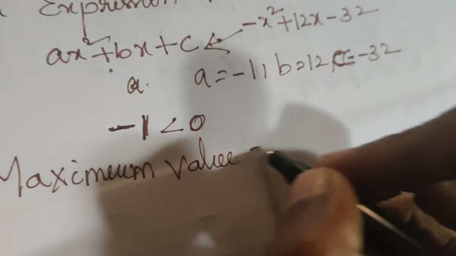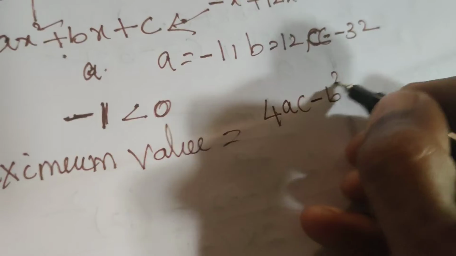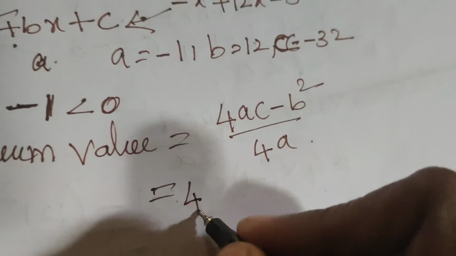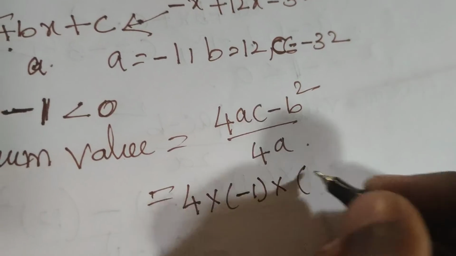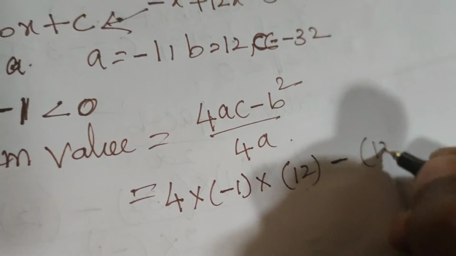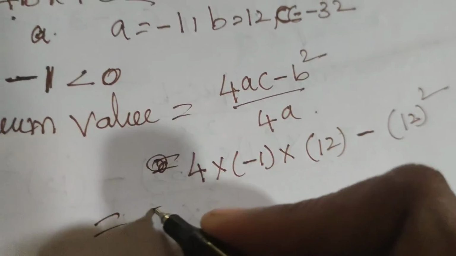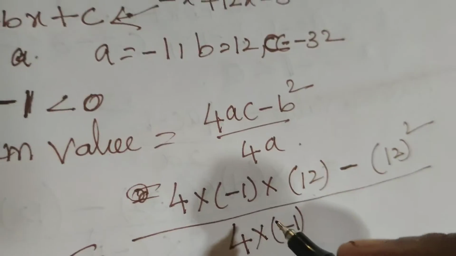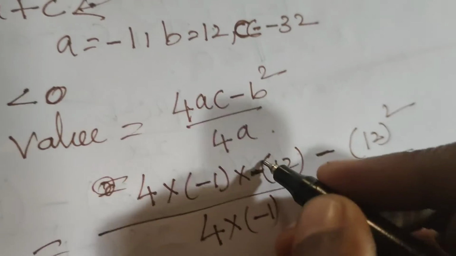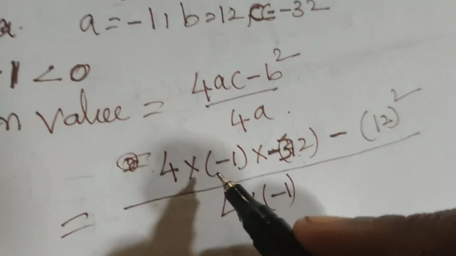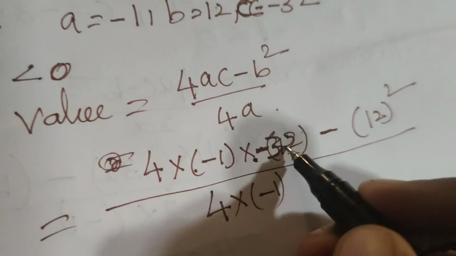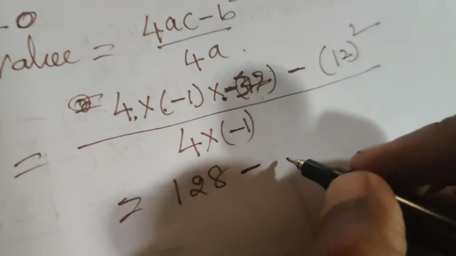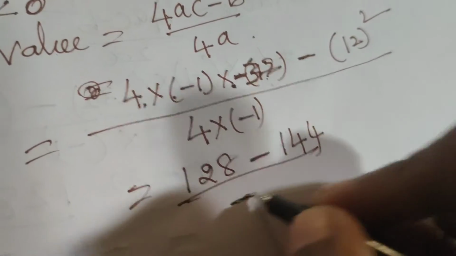Therefore, the maximum value formula is 4ac minus b square by 4a. That is 4 into a, which here is minus 1, c which is minus 32, and then b which is 12, whole square, all divided by 4 into minus 1. Minus into minus means plus 32. 4 32s are 128. So 128 minus 144 by minus 4.